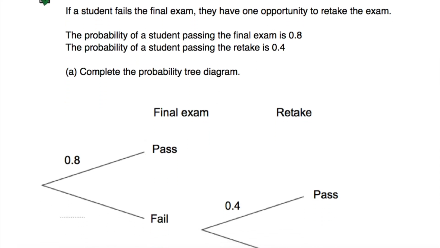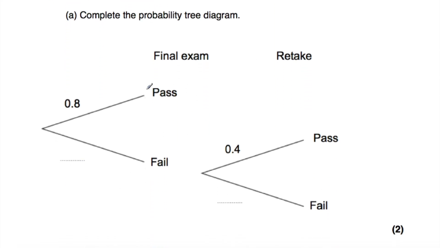And we've been asked to complete the tree diagram. So we've got the final exam at the end of the course. The probability of passing would be 0.8, so the probability of failing would be 0.2 because they have to add together to be 1. In terms of the retake, the probability of somebody passing the retake is 0.4. These two probabilities have to add together to be 1, so 1 subtract 0.4 would be 0.6.